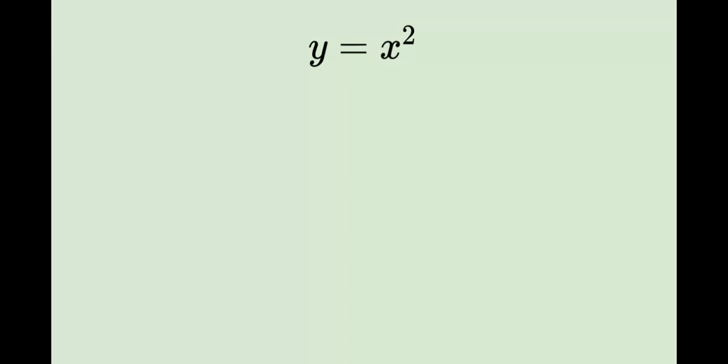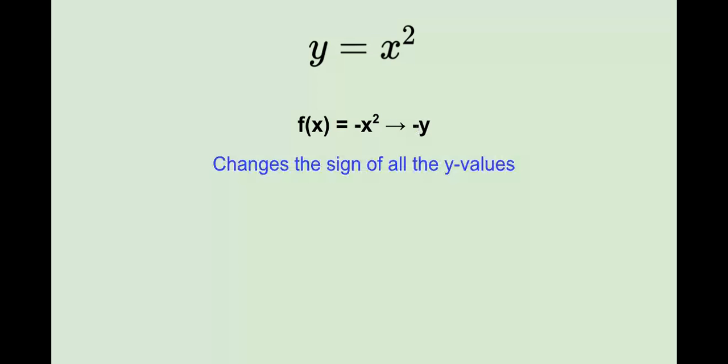All right, our last one. Here I have f of x equals negative x squared. Again, x squared is y, so this is negative times x squared, negative times y. Again, it's on the outside of the x squared. Again, that's my language. So this is going to take all the y's and multiply by a negative, which means it's going to change the sign of all the y values.